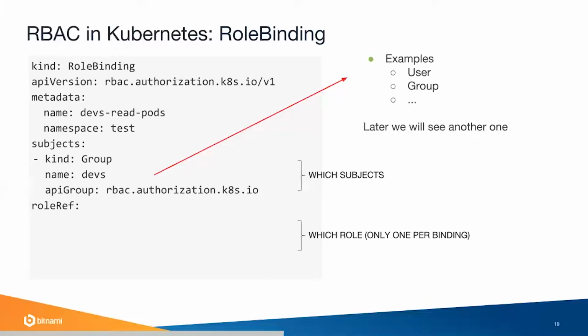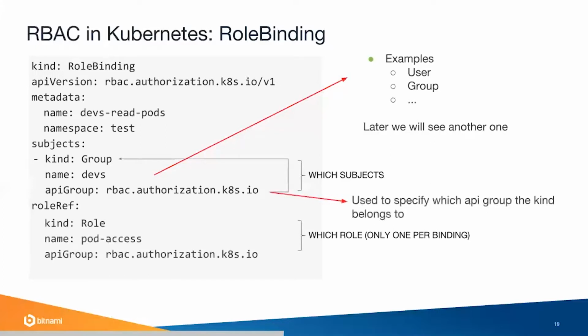Okay, so now we have a set of subjects, a group, and now we put the role that we want to apply to this user, to this set of users. In this case, the pod access role.